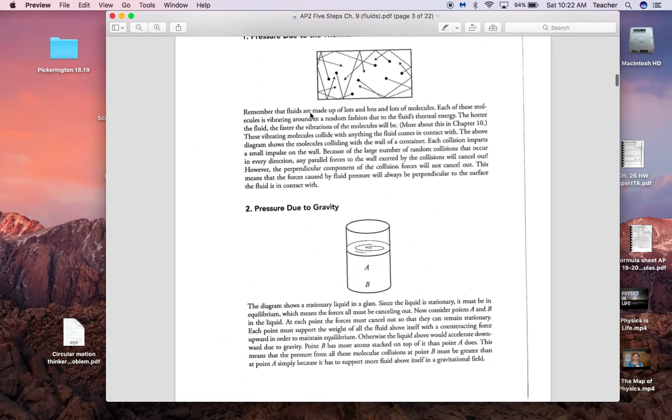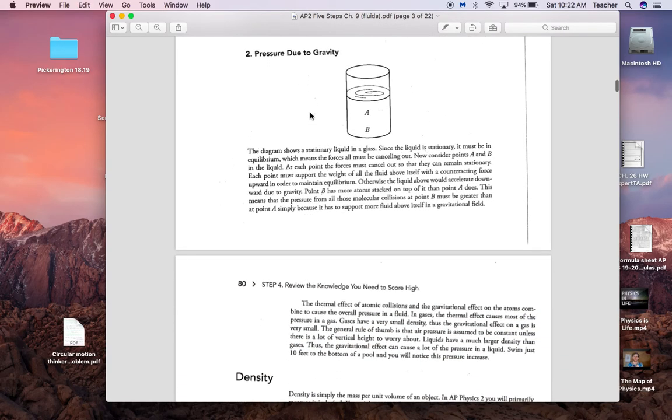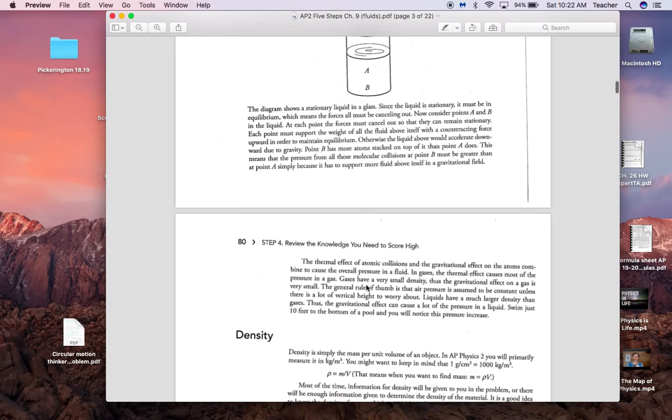So you do want to understand that the pressure is caused by the motion of molecules. Due to gravity, we've got something else. It's basically due to the weight of the atmosphere or liquid above things. And again, you can see how crooked these pages are. Sorry.